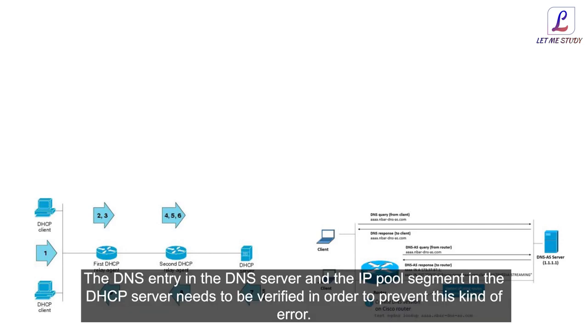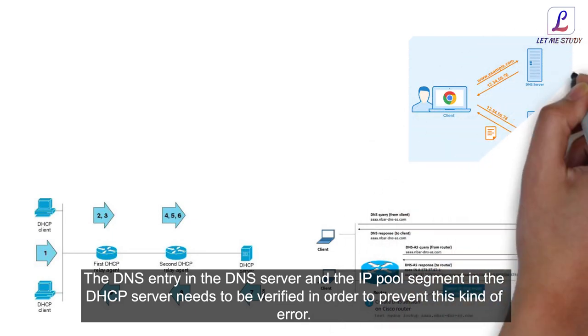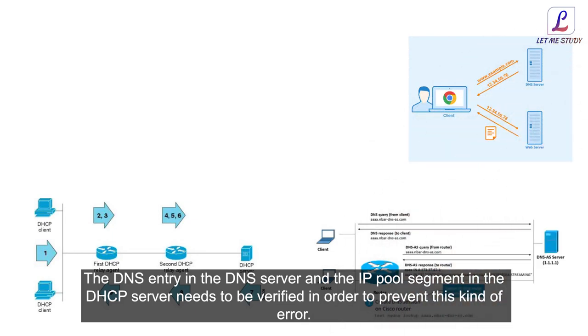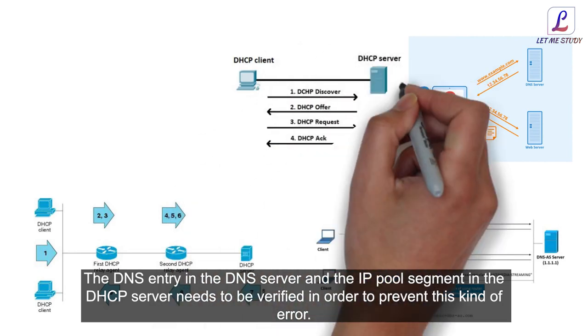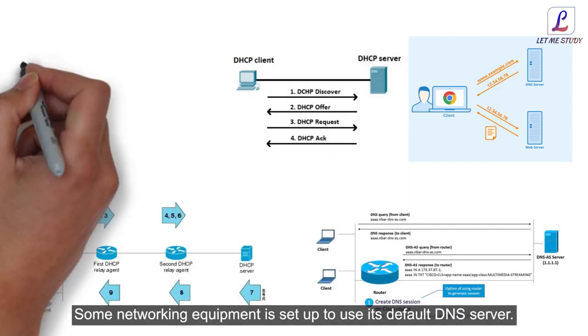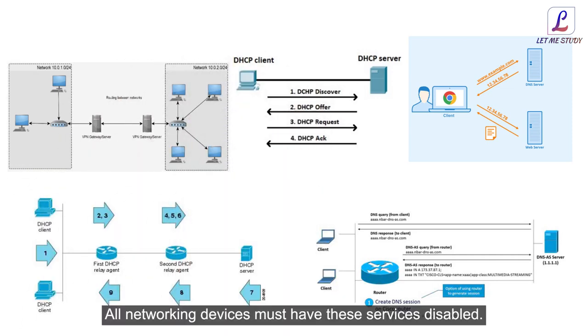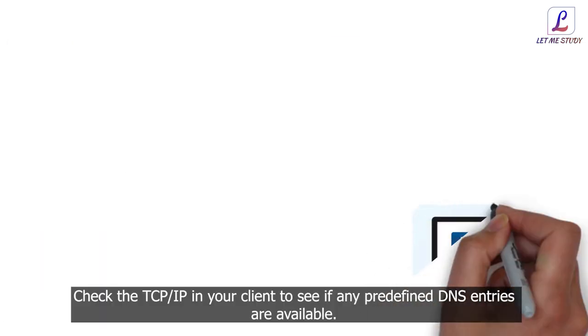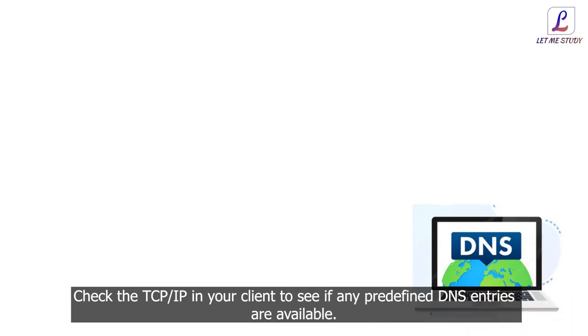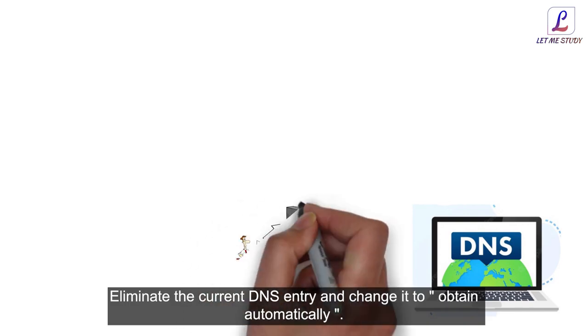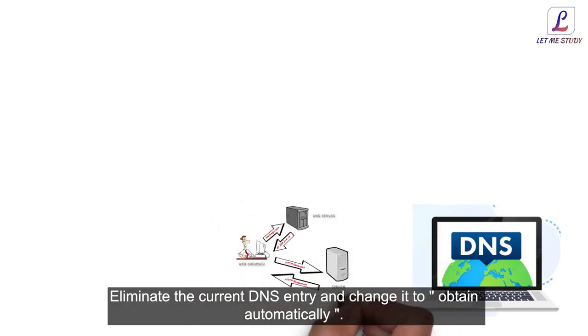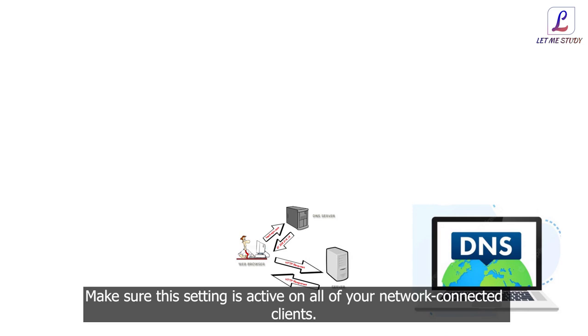The DNS entry in the DNS server and the IP pool segment in the DHCP server need to be verified in order to prevent this kind of error. Some networking equipment is set up to use its default DNS server. All networking devices must have these services disabled. Check the TCP/IP in your client to see if any predefined DNS entries are available. Eliminate the current DNS entry and change it to obtain automatically. Make sure this setting is active on all of your network connected clients.